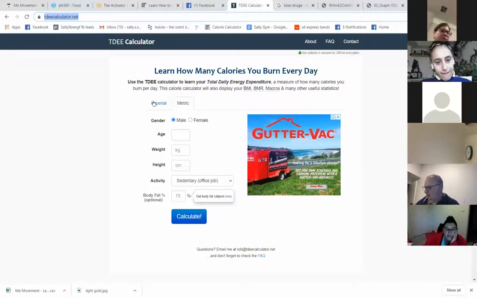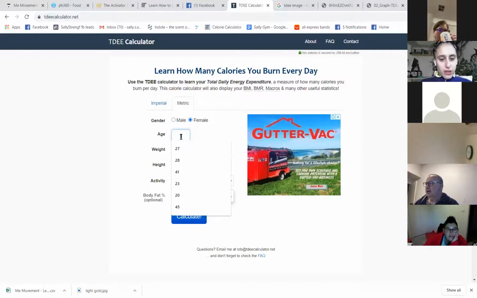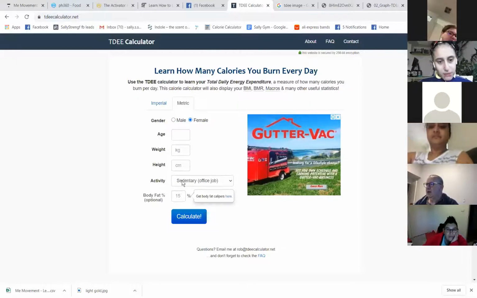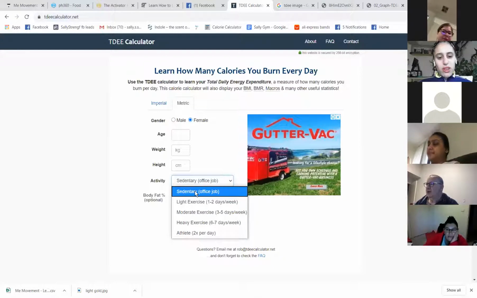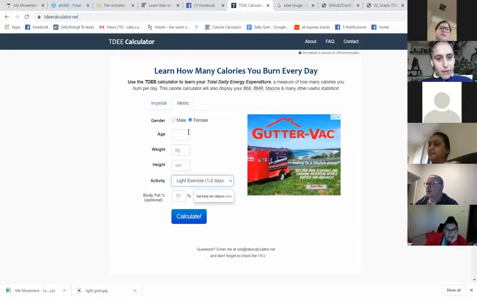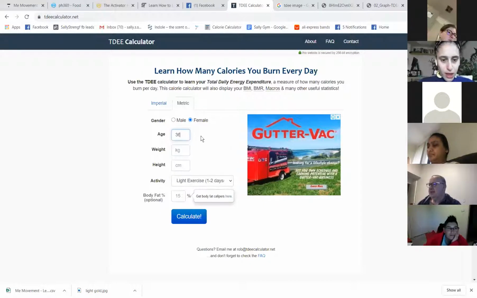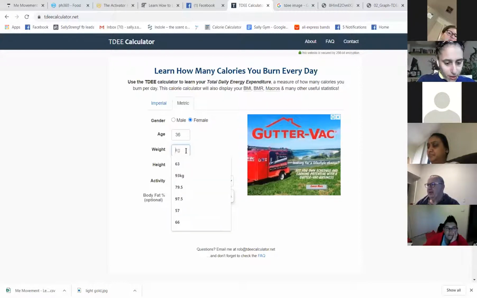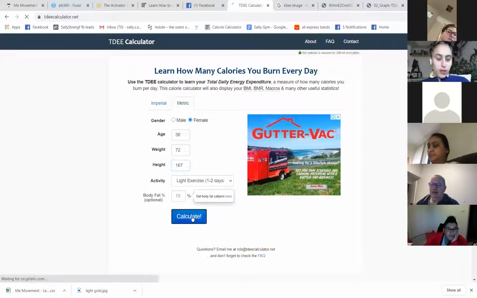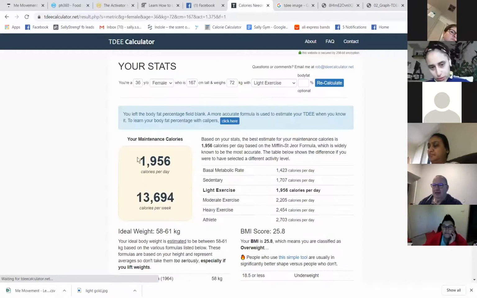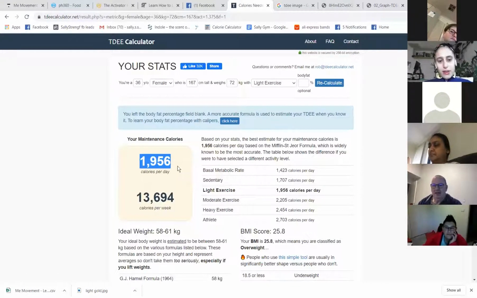All right, so we're here. We're going to work out our calories. I've got male or female. I'm going to put the age, weight, height, and my type of activity. So at the moment I'm doing light exercise. So I put the details in here. I'm going to use an example. All right, so I haven't told them how much body weight I want to lose, but it comes up as that. This is my maintenance calories.